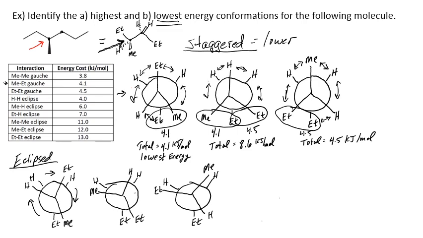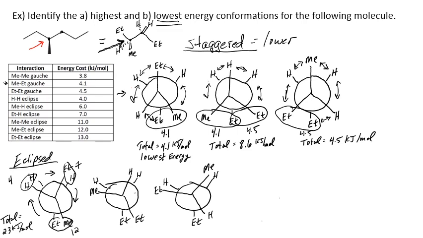So once I have all three eclipsing interactions drawn out, I can use the table to add up the energy cost. My first hydrogen-hydrogen is going to be 4 kilojoules per mole. My ethyl hydrogen is going to be 7. And my ethyl methyl is going to be worth 12. So the total for this first one is 23 kilojoules per mole.